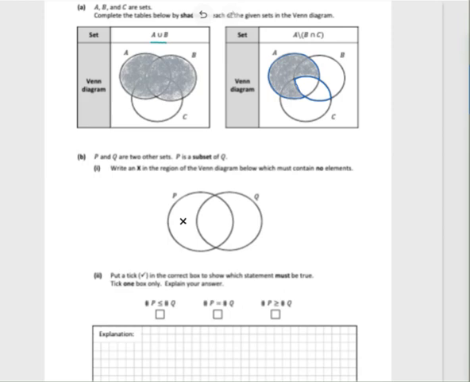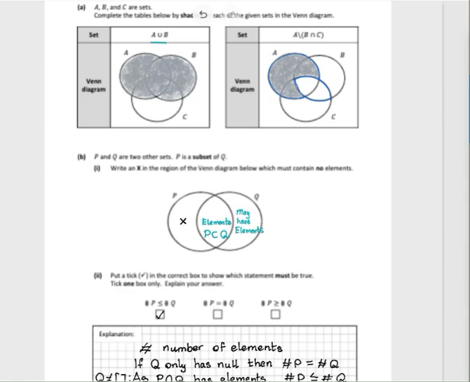So this is the answer. So there's elements in the center. So therefore that's the most obvious and correct choice.